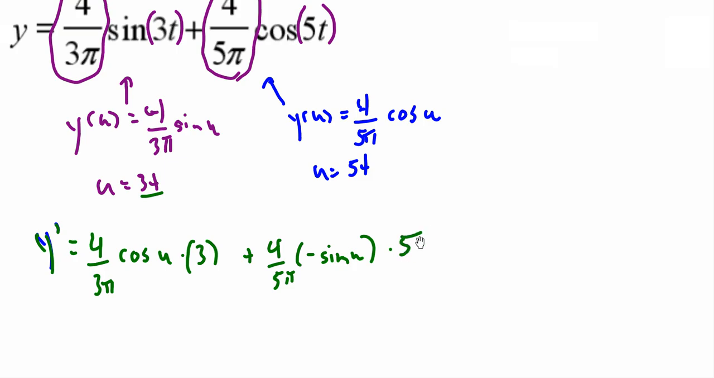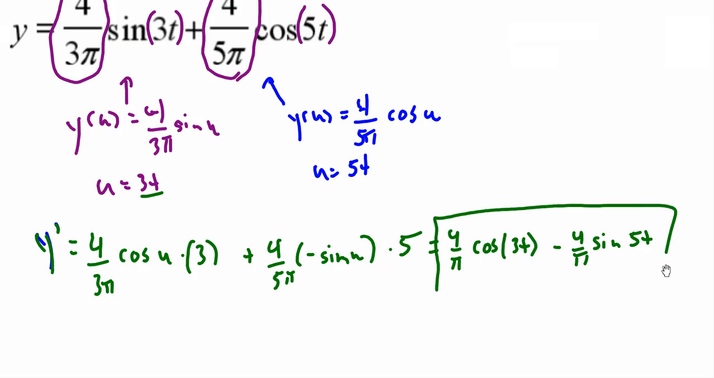We can simplify this. We have 4 over pi cosine of u, and u is 3t. And this 5 will cancel out, so we have 4 over pi. We probably can factor that out too if we wanted to. Oh, and I got a negative there, so I'll just put that negative here. And we have sine of u. In this case, u is 5t. And there we have it. That's our simplified derivative. Pretty neat.